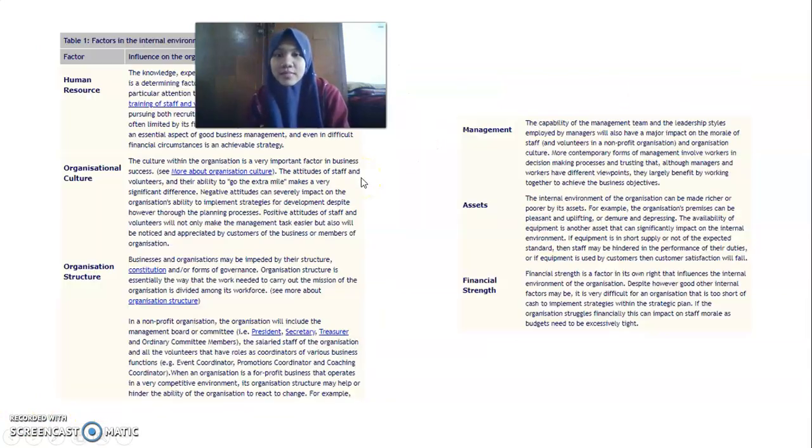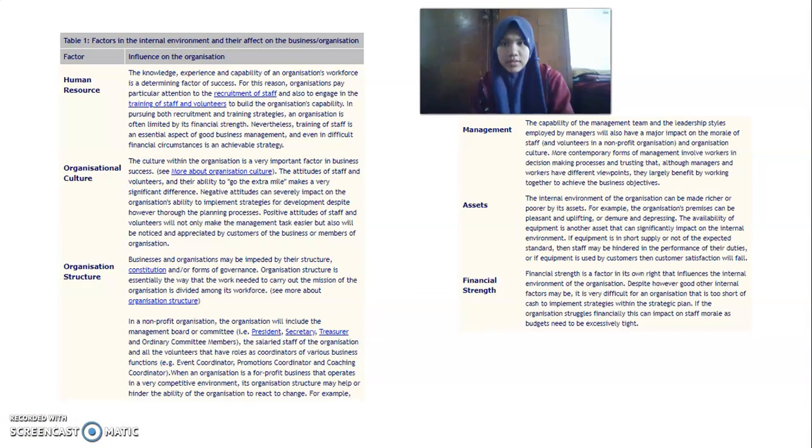Next slide. Human resources. The knowledge, experience, and capability of organization workers is a determining factor of success. For this reason, organizations pay particular attention to the recruitment of staff and also to engage in the training of staff and volunteers to build the organization's capability. The second one is organizational culture. The culture within the organization is a very important factor in business success.